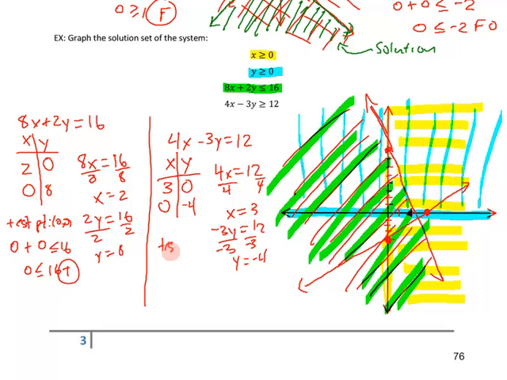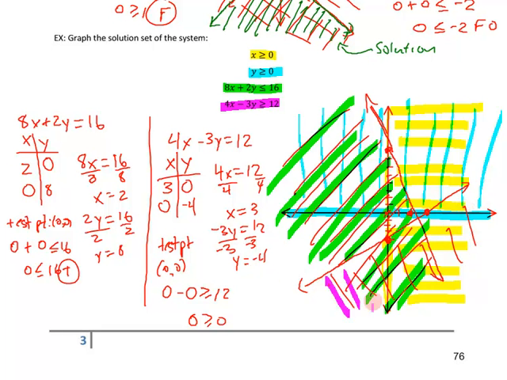Test point, we can again use 0, 0. So plugging in 0, 0 into here gives me 0 minus 0 is greater than or equal to 12, or 0 is greater than or equal to 12, which is false. This test point's not in that half, so I'm going to shade beneath here, which means I'm going to shade down here. Or if I use my color, purple.